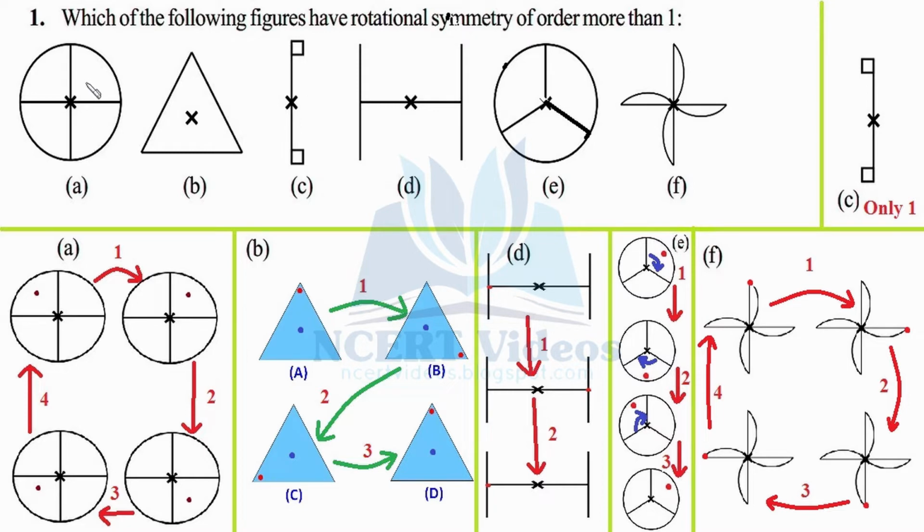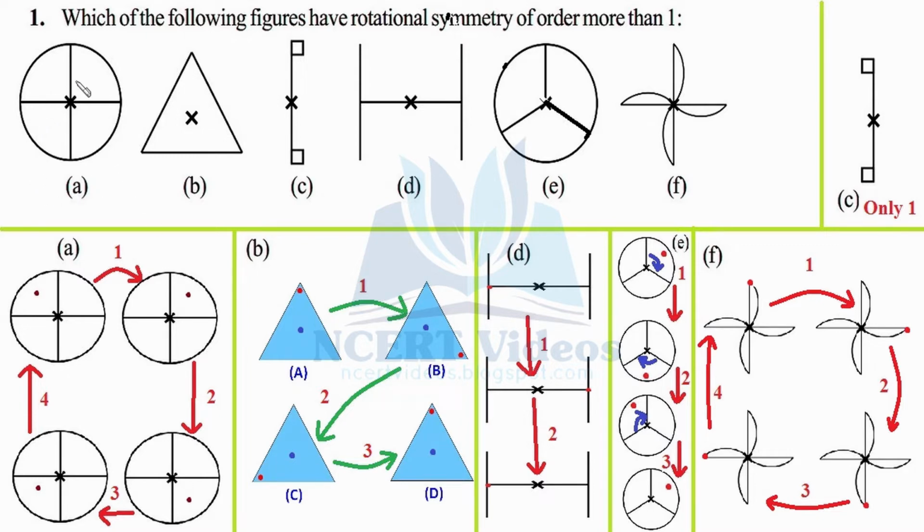So the first figure is this, and we have put this red dot for our reference. When we rotate it 90 degrees, we get this, that is, this point comes here, and we can see this image appears to be like this. So it has 1 order of symmetry so far. Again, we rotate it 90 degrees clockwise. Now this point comes here. So this is the 2nd order of symmetry, because this image appears like this.